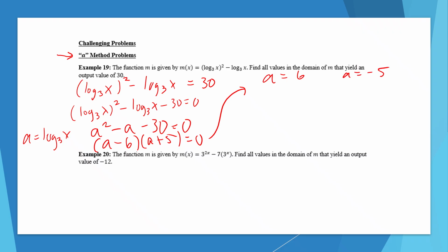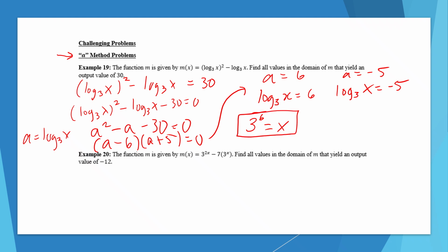Now, remember, this is not our final solution. So here we have to sub log base 3 of x back in for a. So this should be log base 3 of x equals 6, and log base 3 of x equals negative 5. And then once we have that, we're going to convert it from logarithmic form to exponential. So this should be 3 to the power of 6 equals x. You can leave it like that. AP would not expect you to figure that out by hand. And then here, 3 to the power of negative 5 equals x as well.